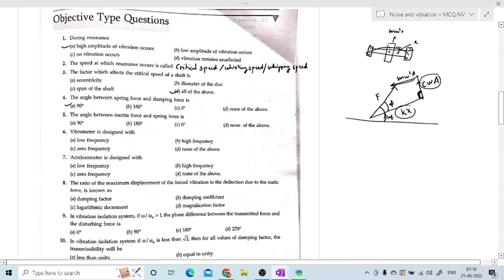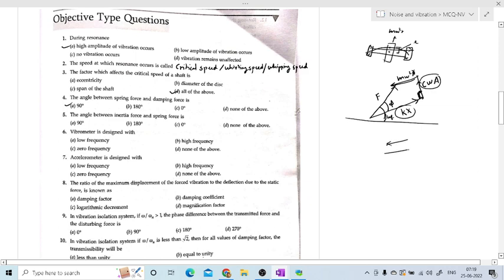Okay, now the angle between inertia force and spring force. See, this kx is the spring force and its direction is towards, we can say, right, and m omega square x is nothing but the inertia force. Okay, so this is the spring force and this is the inertia force.